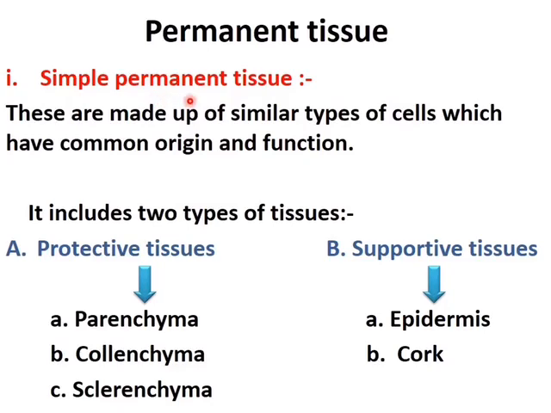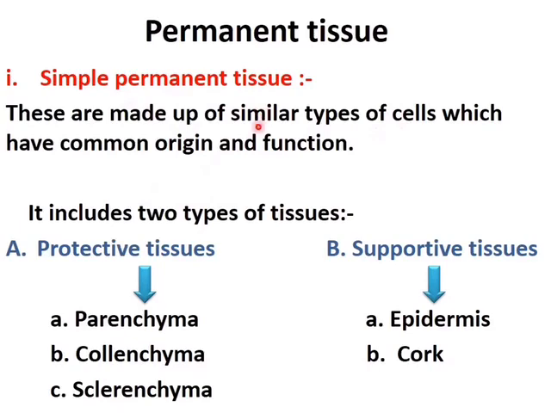Now, what is simple permanent tissue? Simple permanent tissue means which is made up of similar type of cells. It means only one type of cells. The tissue is made up of one type of cells. That is called simple permanent tissue. And this type of tissue and this type of cells have common origin and function also. But the complex permanent tissue will be made up of more than one type of cells. So this is the basic difference between simple and complex permanent tissue.